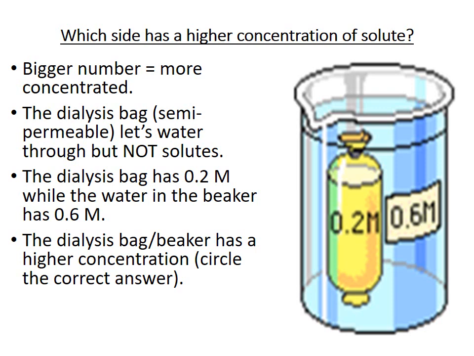So let's try to answer some of these questions. Remember, bigger number means more concentrated in terms of solute. So we have a bag over here. It's a semi-permeable bag. It represents a cell model. And then we have a solution over here. The solution has 0.6 molar. The bag, the solution on the inside of the cell, is 0.2 molar.